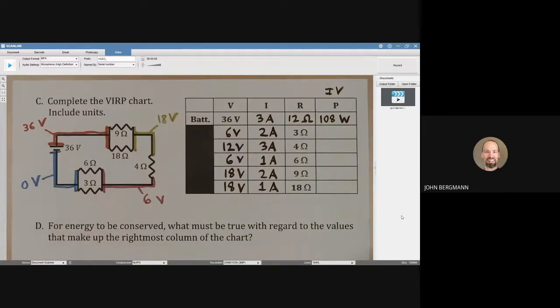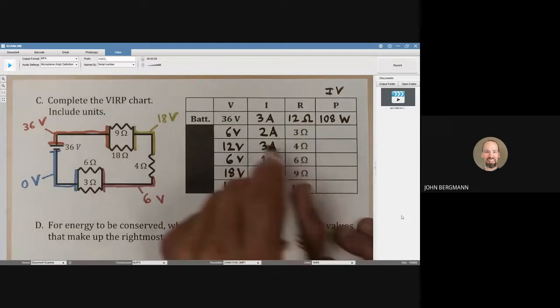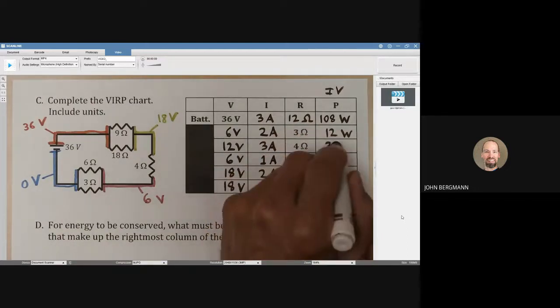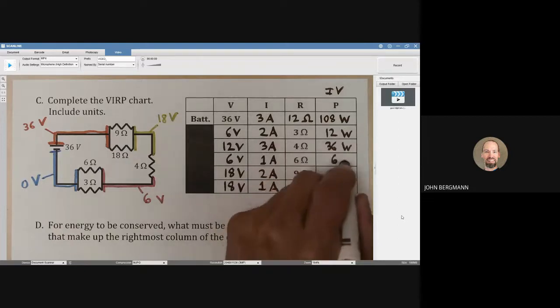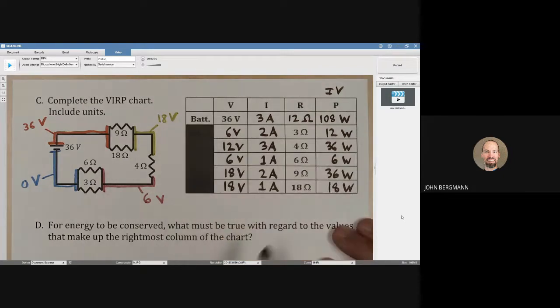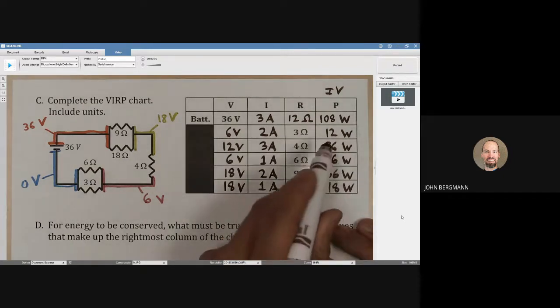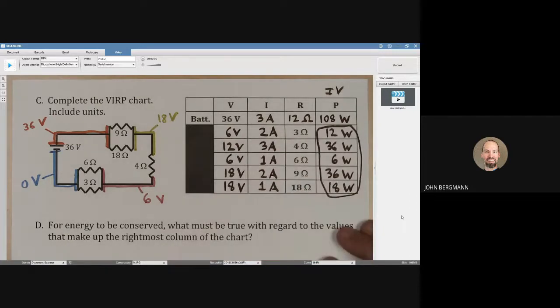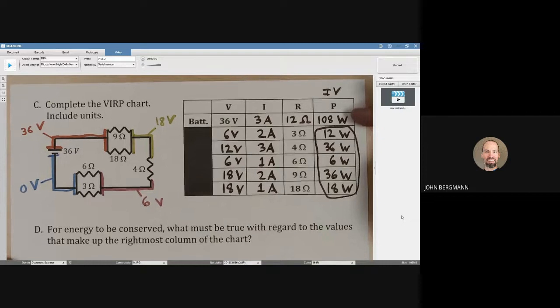All right, let's calculate the powers real quickly. V times I, so that's going to be 12 watts. That's going to be 36 watts, 6 watts, 36 watts, and 18 watts. And what does that come out to? 72, 90, 100, 108. Look at that. You add all those up, that comes out to 108. The power delivered by the battery is equal to the power consumed by the resistors.